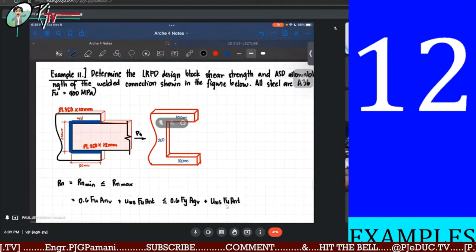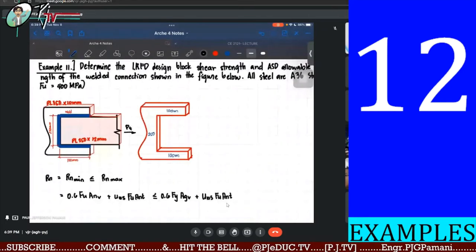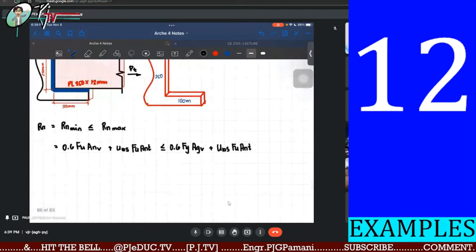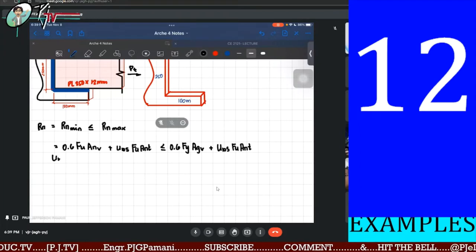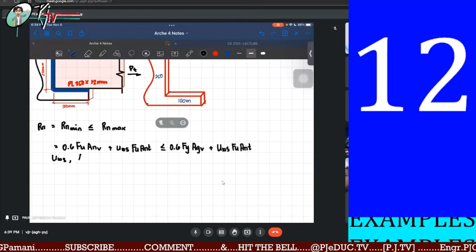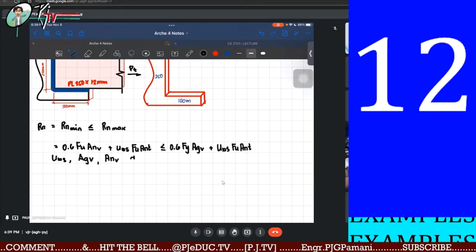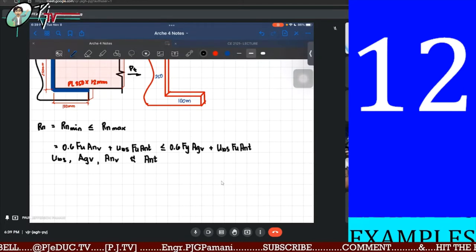Okay, so with that, it was given in the problem that we should be using an A36 steel, which has an Fy of 248 and Fu of 400 megapascal. Knowing those two values, meron na tayong Fu and Fy. What we need to determine now is your UBS, which is a constant, your AGV, and your ANV. And lastly, your ANT, right?